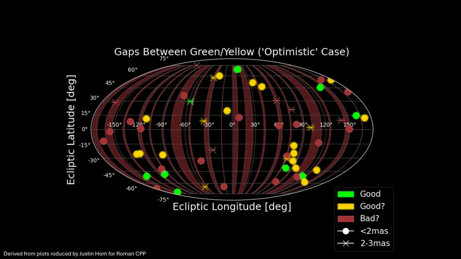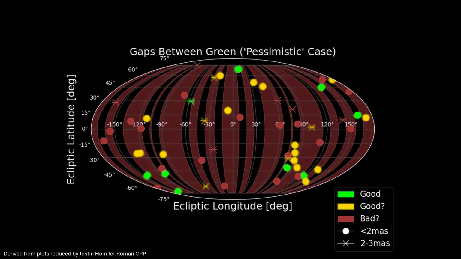The optimistic case with the green and yellow stars, the good and good question mark stars, you see some more gaps forming. And if we only end up with the green good stars, most of the sky is gone. So you throw out a lot of science targets. If we just stuck to the very, very good stars that we're pretty sure are good, they should work for Roman, this is what it would look like.